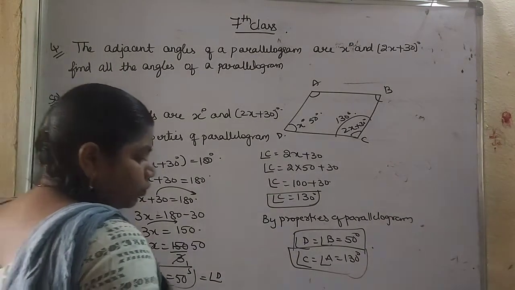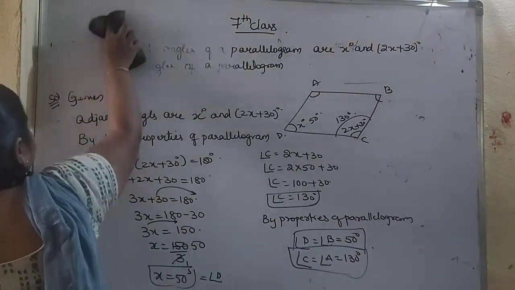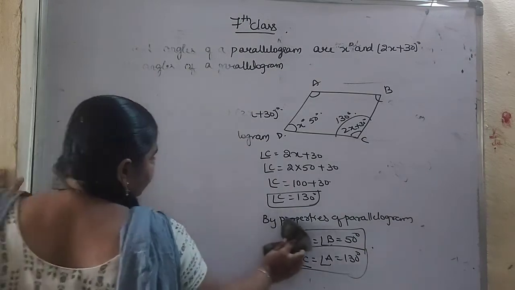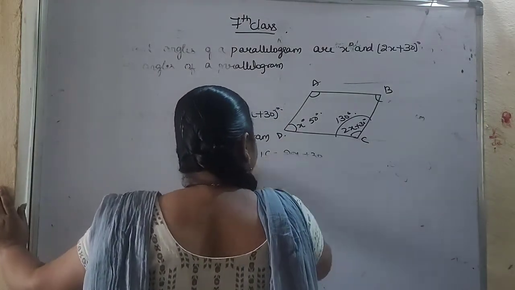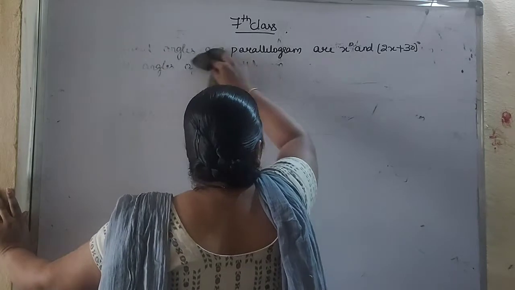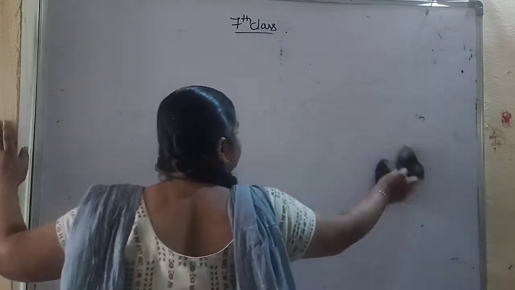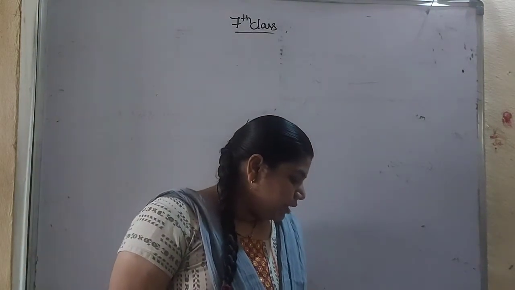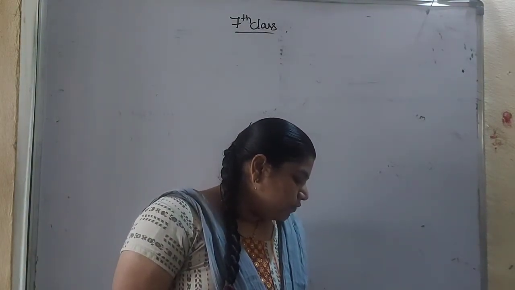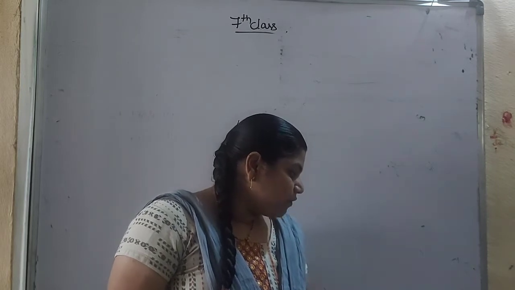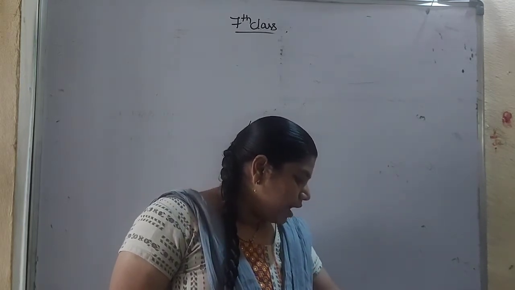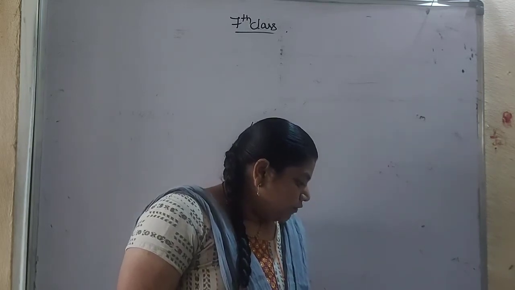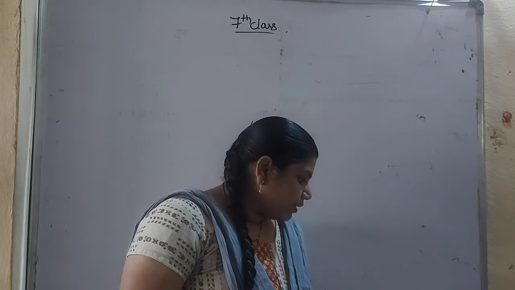Next is the fifth one. Next is 5. Explain how DEAR is a trapezium. Which two of these sides are parallel? So we have to explain how this DEAR is a trapezium and find which two sides are parallel.